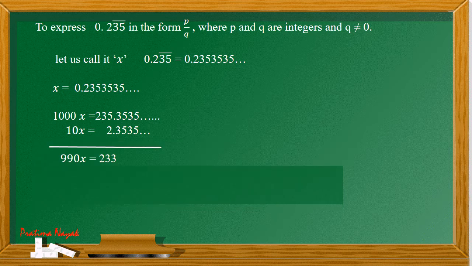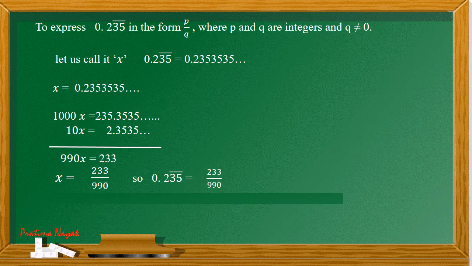It will be 990x, and it will be 235 minus 2. All the decimal part will go. So 235 minus 2 is 233. So what will be x? x will be 233 by 990. I hope you understood. You can write all the steps, then you will understand better.